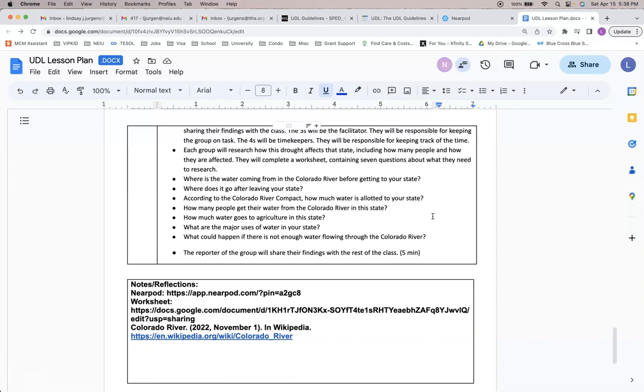According to the compact, how much water is allotted to your state? How many people get their water from the Colorado River? How much water goes to agriculture? What are some other major uses in your state? What could happen if there is not enough water flow through the Colorado River?